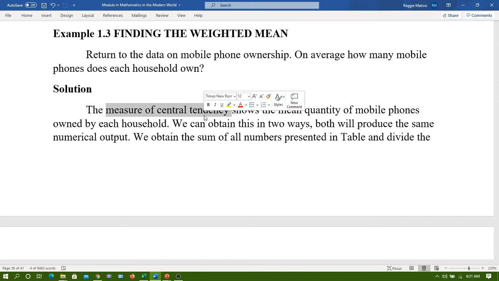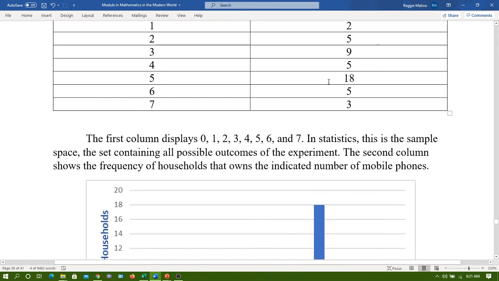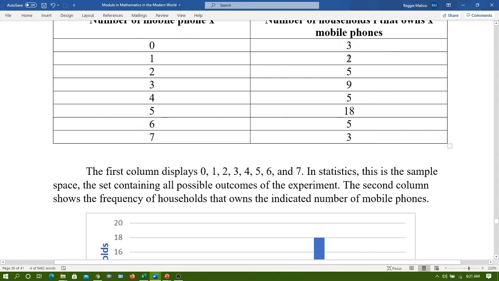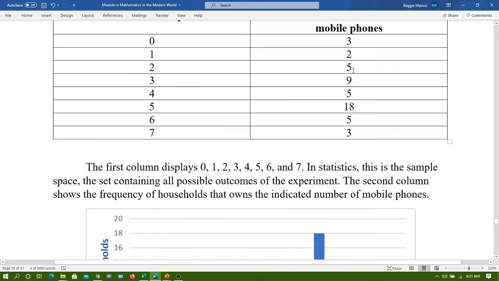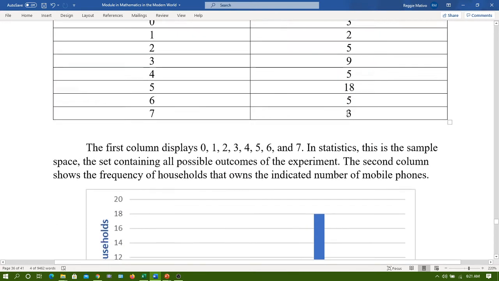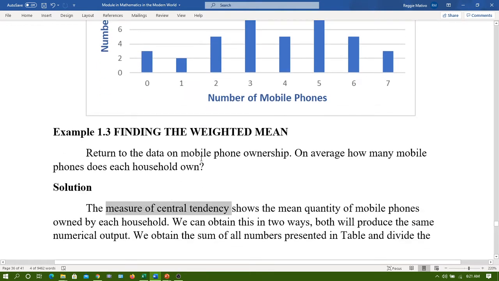The median, if we arrange this, try to notice 3, 5, 5, 10, 19. Okay, so when we arrange this, the majority will be 5. So the median is also 5. The middle value is approximately 5. But we need to find the average. Among the measures of central tendency, the mean is the most appropriate. Why? Because it caters to all the values.